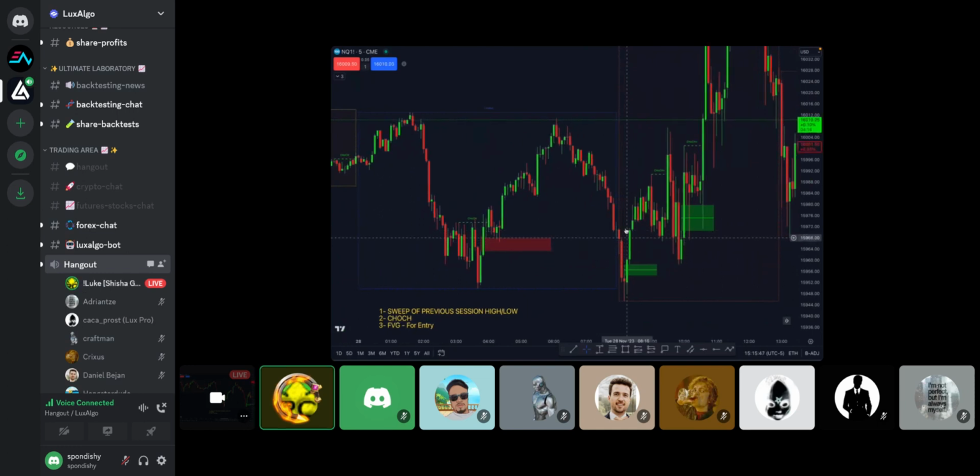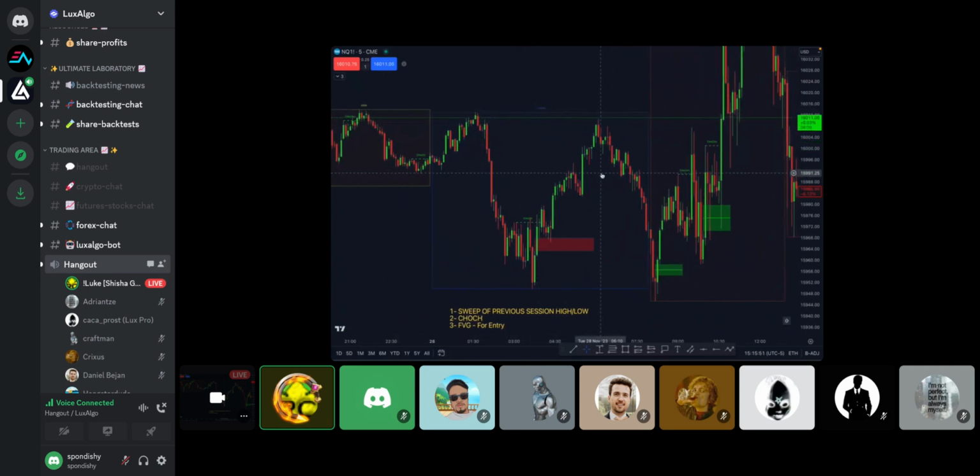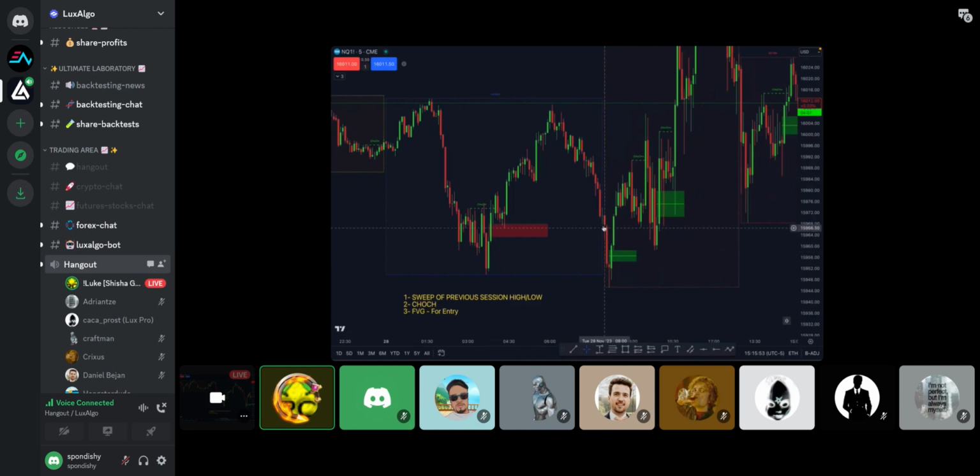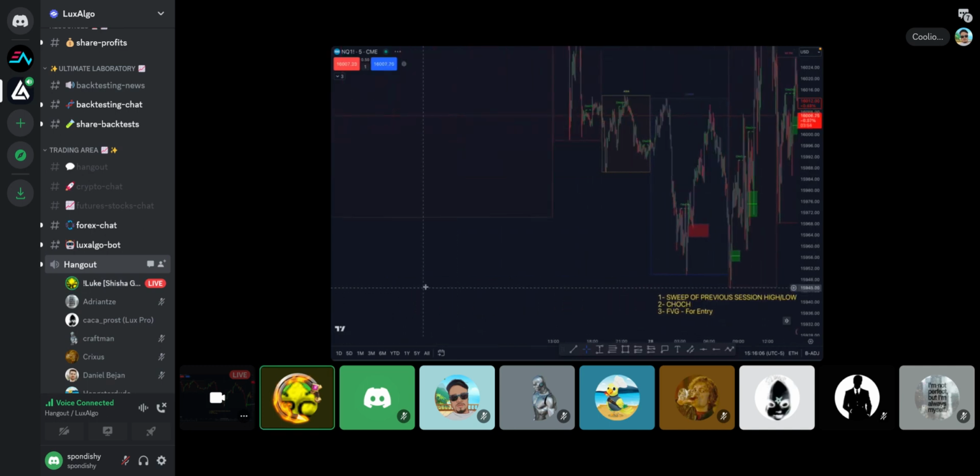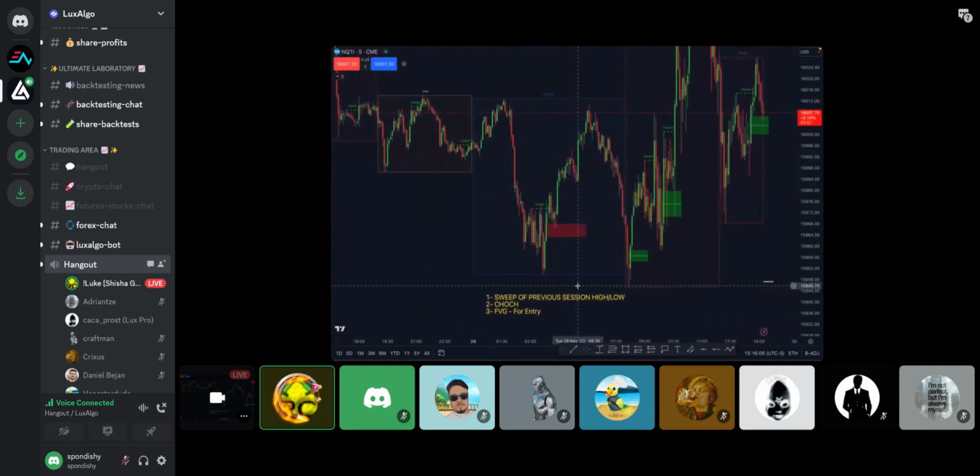Now we have to wait for a sweep of the high of the previous session, which now in turn became London, no longer Asia, either the high or the low of it. So exactly 5-10 minutes later, we just swept the previous session low. So London low, we swept London low right here with this candle. A wick is enough. We have a nice wick down. And I can show you guys exactly where this went down if you want to turtle soup it.